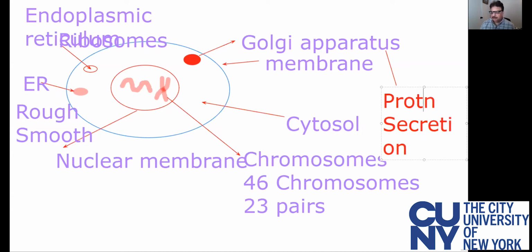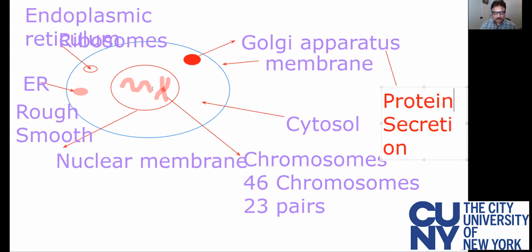So let's revise. A human cell will have a cell membrane. Within the cell membrane, there will be cytosol. Within the cytosol, there will be ribosomes, primary protein synthesis organelles, and endoplasmic reticulum that could be of two types, smooth and rough. Rough is responsible for protein synthesis. Smooth is involved in lipid biosynthesis. The nucleus is separated from the cytosol by the nuclear membrane, and within the nucleus are present chromosomes.